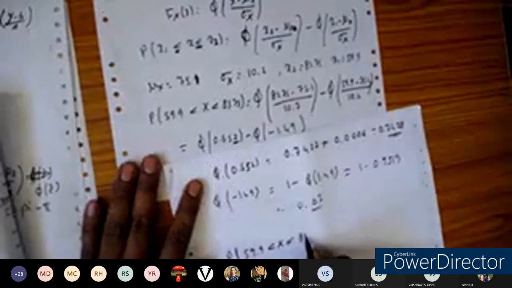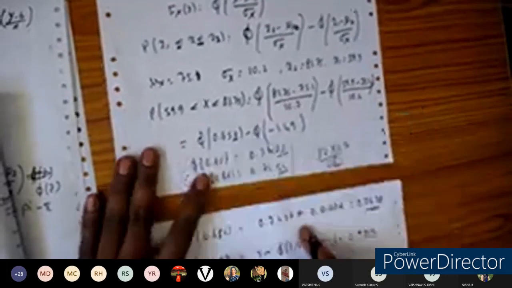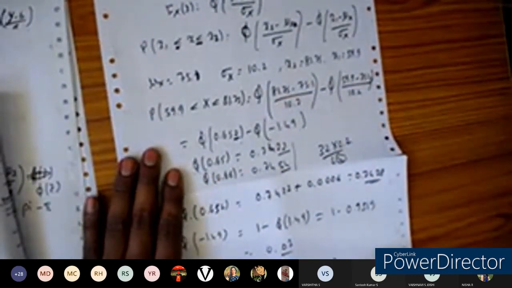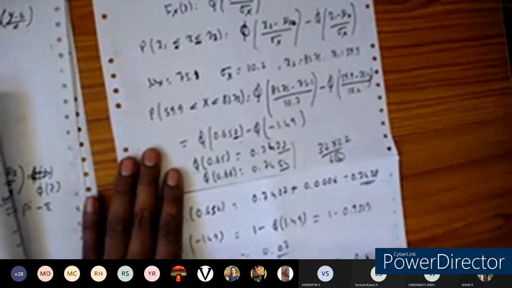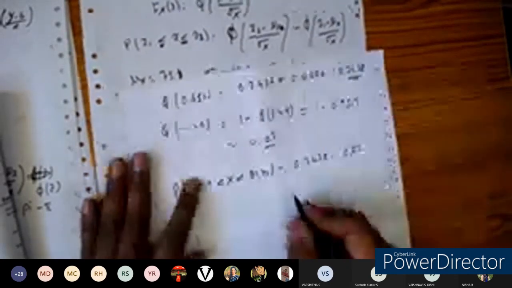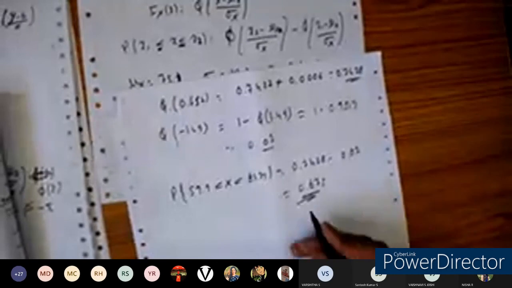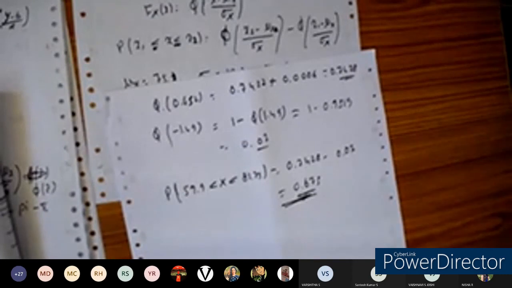Okay, so the probability of 59.9 is less than x is less than 81.75 will become equal to this value, 0.7428, minus this value, 0.07. So how much will you get here? 0.7428 minus 0.07 is 0.673. Very good. So this is the probability that it is going to lie in this range. Like this we can find it. One more important problem is there. I'll take it in the next class, and I'll start with the second module in the next class.